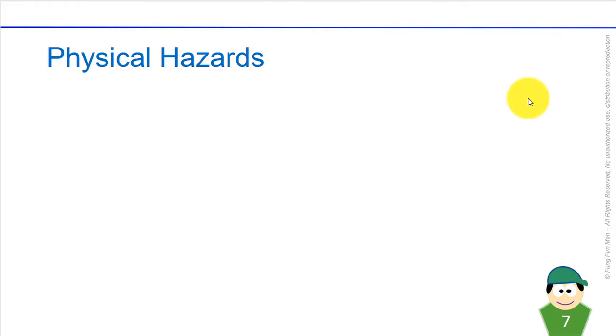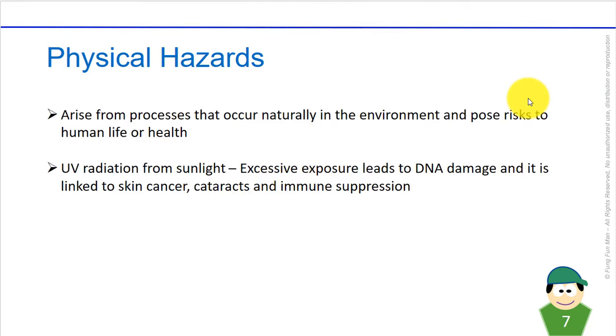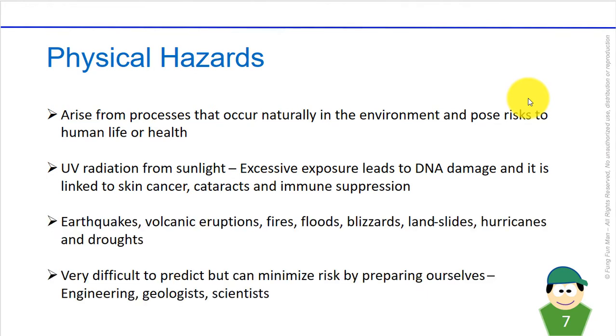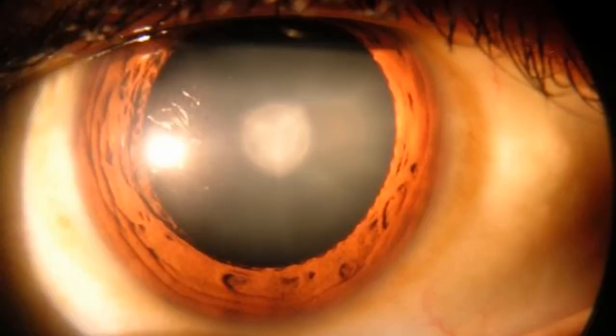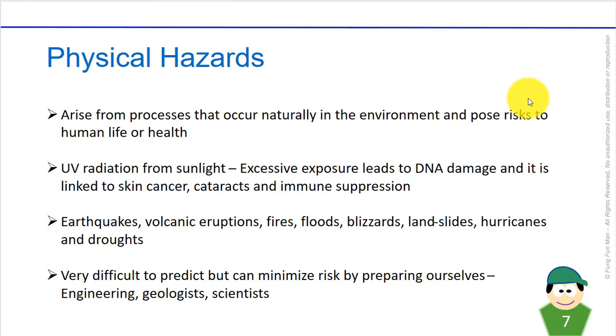First up, physical hazards. These hazards arise from processes that occur naturally in our environment and pose risk to human life or health. Some of these physical processes are ongoing natural phenomena, happening every day, like UV radiation from the sun. Too much exposure to UV radiation damages our DNA, and it has been linked to skin cancer, cataracts, and immune suppression. What we can do is reduce our exposure and risk from UV light by using clothing that blocks most of our skin, and sunscreen to shield it from the intense sunlight.